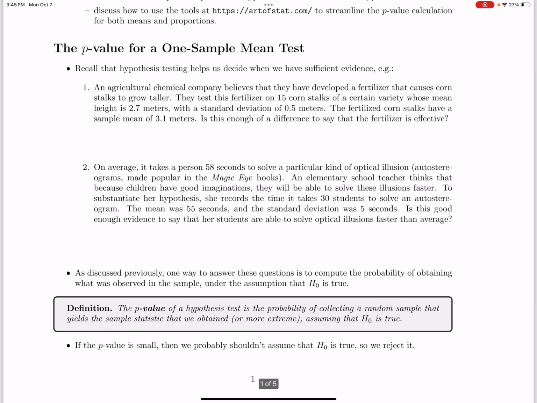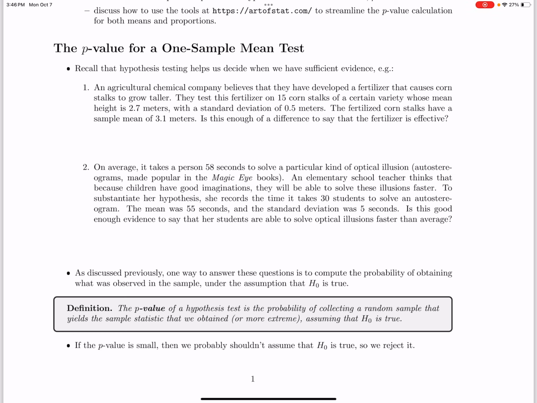Let's talk about the p-value for a one-sample mean test. Hypothesis testing helps us decide when we have sufficient evidence. For example, an agricultural chemical company believes that they have developed a fertilizer that causes corn stalks to grow taller. They test this fertilizer on 15 corn stalks of a certain variety whose mean height is 2.7 meters with a standard deviation of 0.5 meters. The fertilized corn stalks have a sample mean of 3.1 meters. Is this enough of a difference to say that the fertilizer is effective?